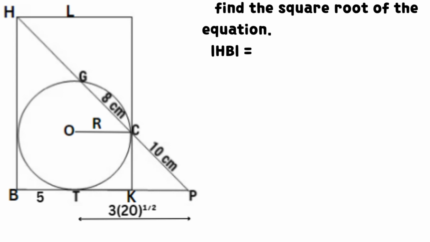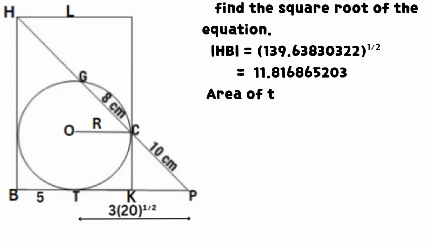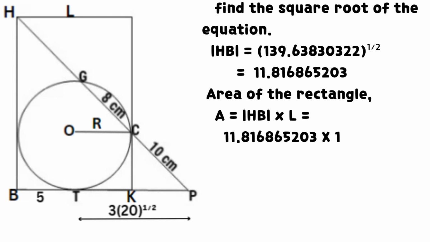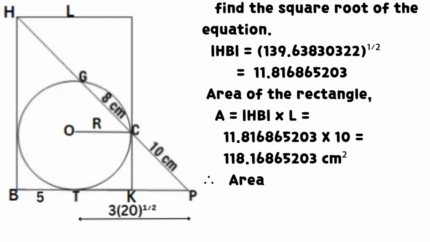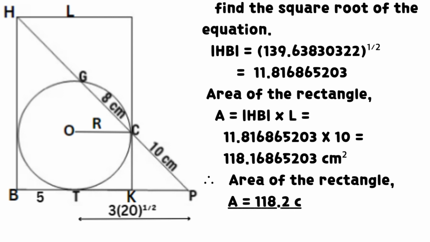Find the square root of the equation. Line HB equals the square root of 139.63830322, which equals 11.816865203. Area of the rectangle, A, equals the product of line HB and L, equals 118.16865203 centimeters squared. Therefore, the area of the rectangle, A, equals 118.2 centimeters squared to one decimal place.